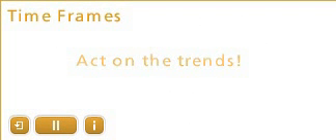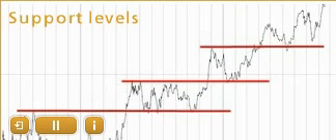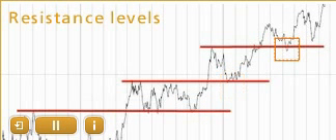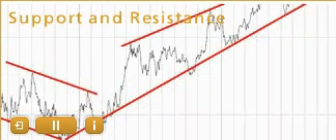Let's now take a look at support and resistance levels. Support levels are like price floors. They are price levels where the stock price stops moving lower, turns around, and starts moving higher. Resistance levels are like price ceilings. They are price levels where the stock price stops moving higher, turns around, and starts moving lower. Support and resistance levels can form as horizontal lines or as diagonal lines that slope up or down.